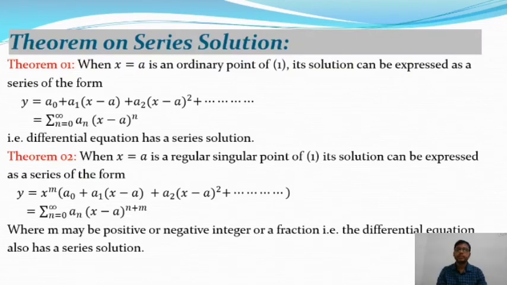So there are two theorems on the series solution. The first theorem: when x = a is an ordinary point of the given differential equation, then the solution can be expressed as a series of the form y = summation over n = 0 to infinity of an (x − a)^n. And when x = a is a regular singular point, then the solution can be expressed as a series of the form y = summation n = 0 to infinity of an (x − a)^(n+m), where m may be positive, negative, or a fractional number.